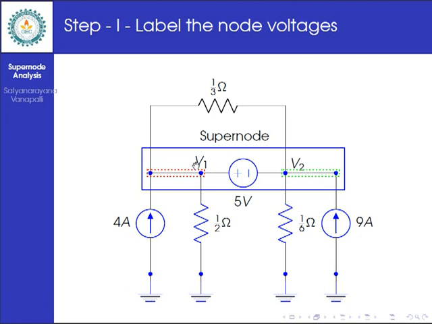In between node 1 and node 2, an independent voltage source is connected, so it would be difficult for us to write Kirchhoff's current law equation at node 1 or at node 2. That's why I am formulating a supernode by combining node 1 and node 2. The supernode is identified by a blue colored rectangular box.